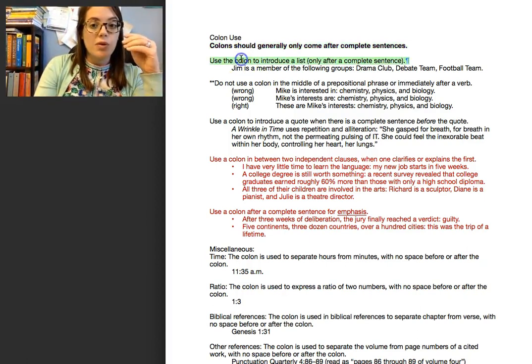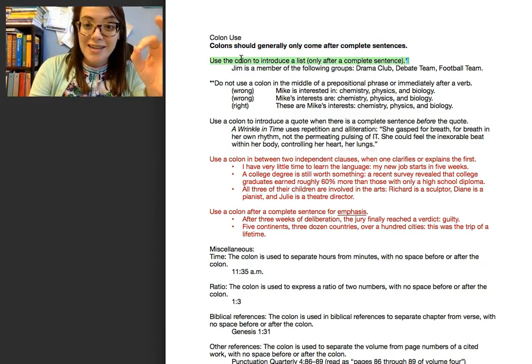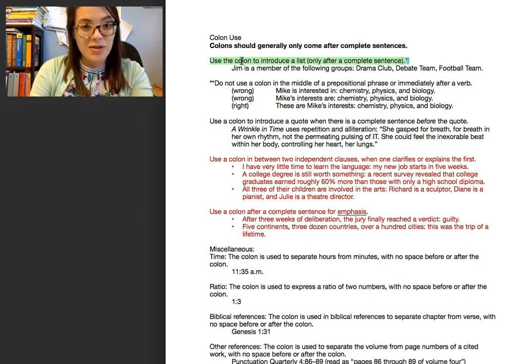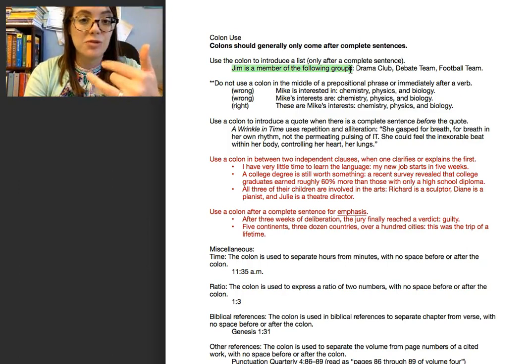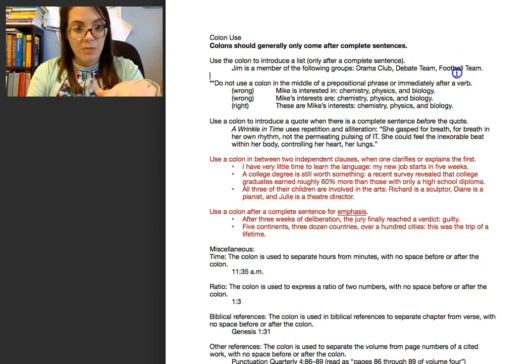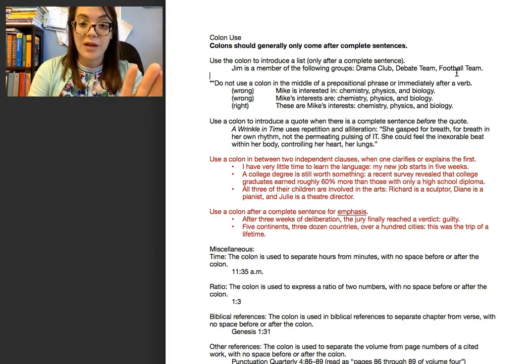So, use the colon to introduce a list. Again, only after a complete sentence. Y'all are mostly not using colons correctly when you do this. So, for example, Jim is a member of the following groups. We have an independent clause there. It's got a subject, it's got a verb, it doesn't leave us hanging, okay? Colon, drama club, debate team, football team. All right, so you can use it to introduce a list, only if you have an independent clause first.